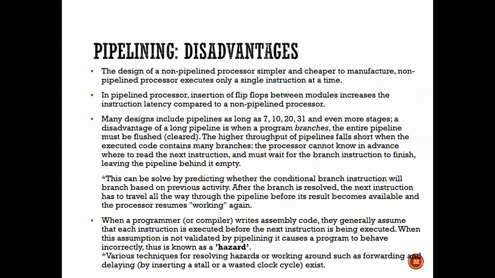When a programmer or compiler writes assembly code, they generally assume that each instruction is executed before the next instruction is executed. When this assumption is not validated by pipelining, it causes a program to behave incorrectly. Thus, it's known as a hazard. Various techniques for resolving or working around hazards exist, such as forwarding and delaying by inserting a stall or wasted clock cycle.